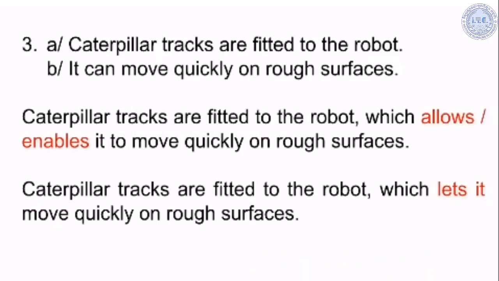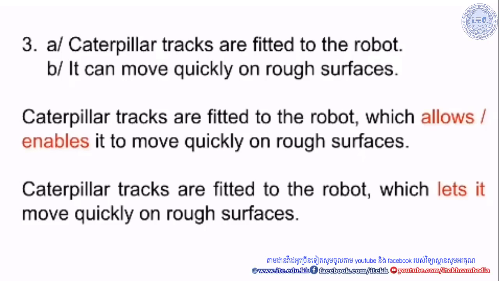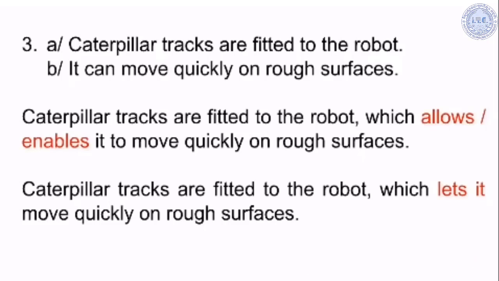The third one. A, caterpillar tracks are fitted to the robot. B, it can move quickly on rough surfaces. So now we combine the sentences on the top together. We have another sentence: caterpillar tracks are fitted to the robot which allows or enables it to move quickly on rough surfaces. Or we can say caterpillar tracks are fitted to the robot which lets it move quickly on rough surfaces.